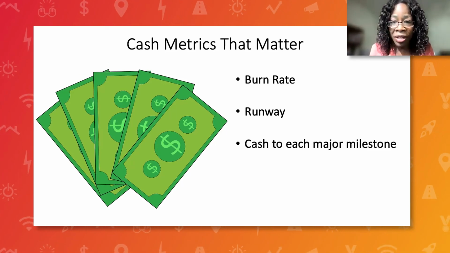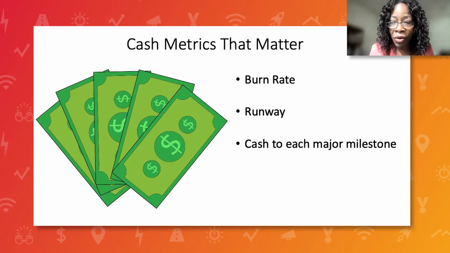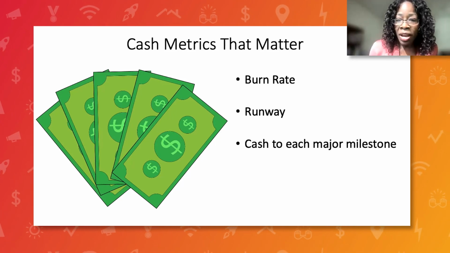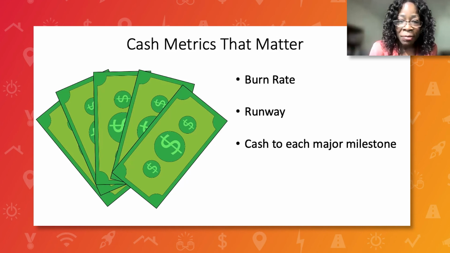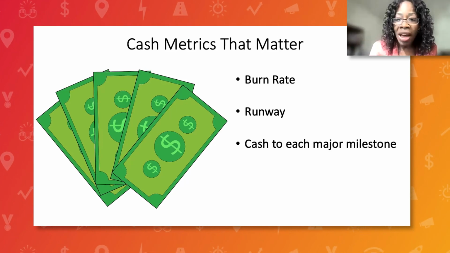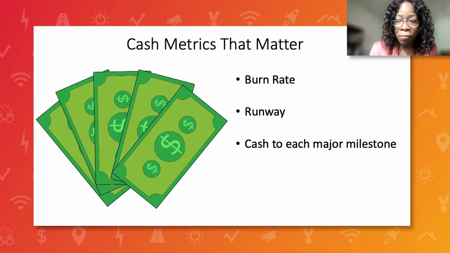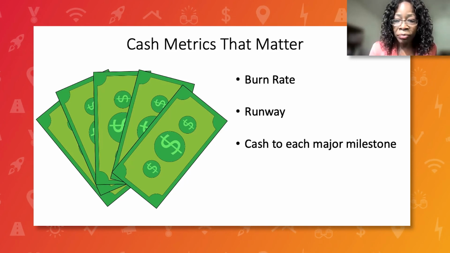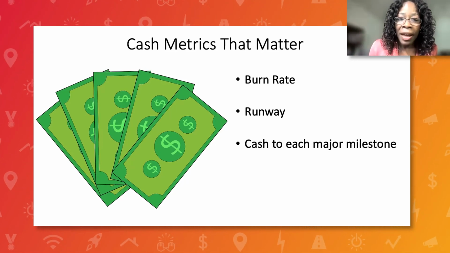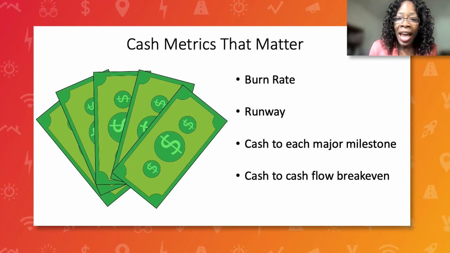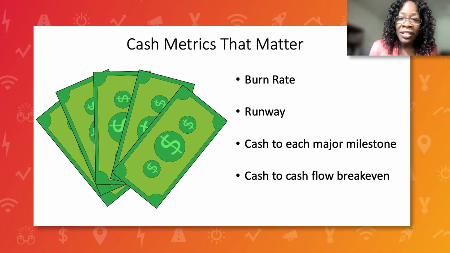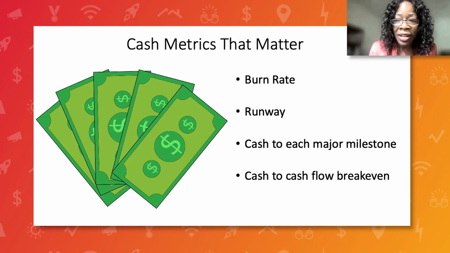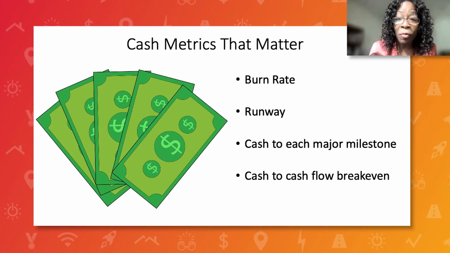Another metric you want to think about is cash to each major milestone. One thing that's really important is if you're working with an investor, you're going to have milestones. So you have to think, do I have enough money to take me to my first major launch? Do I have enough money to take me to my first sale? Investors are going to be looking for you to hit those milestones. You want to think about how much cash to cash flow break even. This is where you go from spending cash every month to making cash every month. And this is what we call cash flow break even.